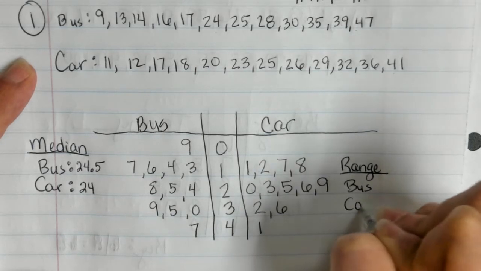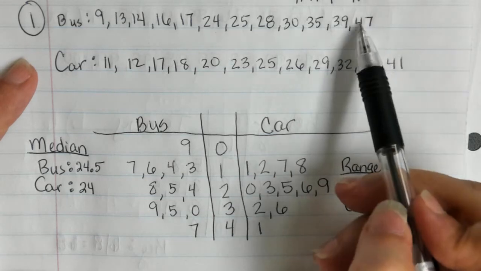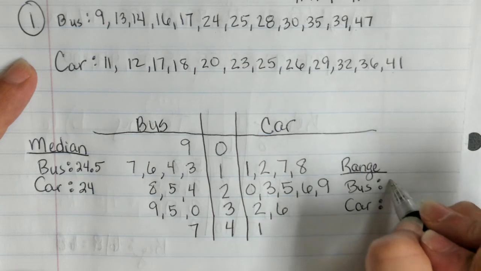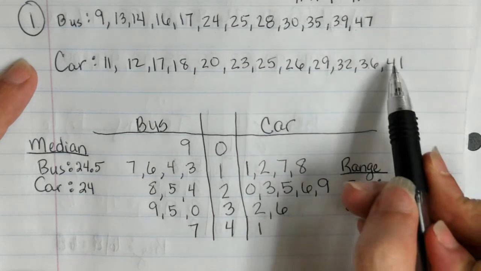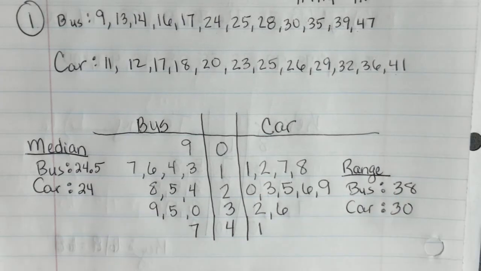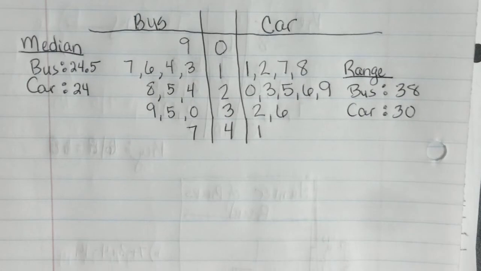Bus, car. Okay, so 47 minus 9 is 38. And 41 minus 11 is 30. All that is answers. From there down is what I would have to check, every little leaf and the whole bit.